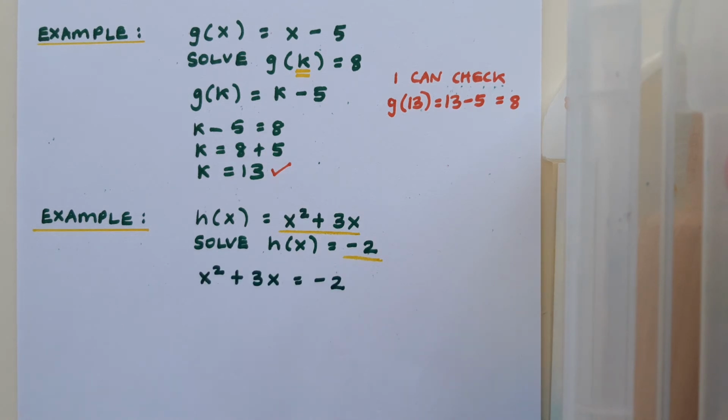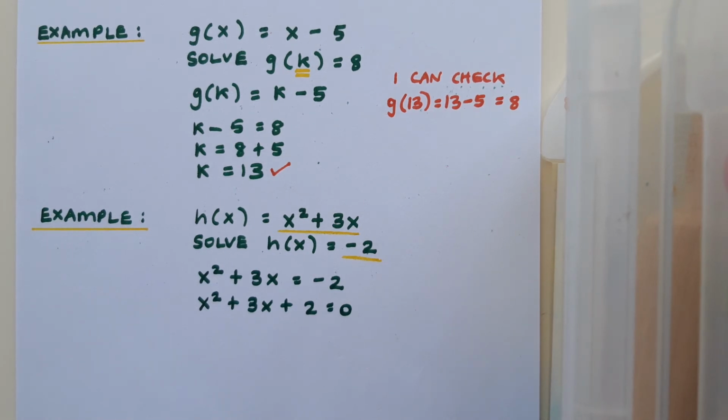And you might recognize that this looks a bit like a quadratic because, in fact, it is a quadratic. So I need to get it equal to 0 before I can begin to solve for x. So x squared plus 3x plus 2 equals 0 is what I'm dealing with. So now what do I do with a quadratic? Well, I have to factorize it and I have to solve it.